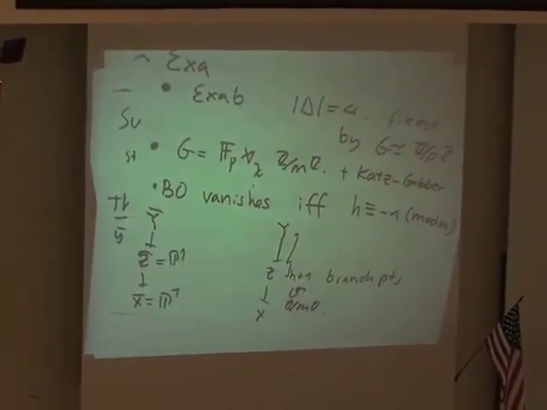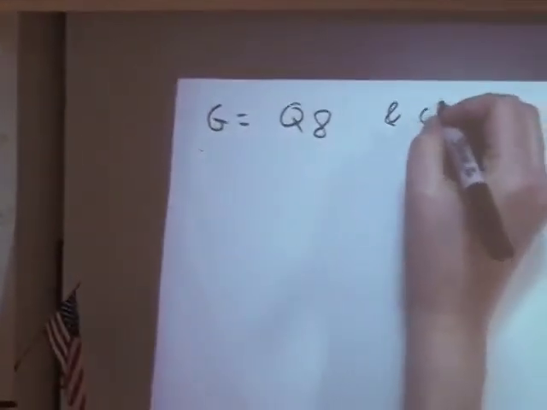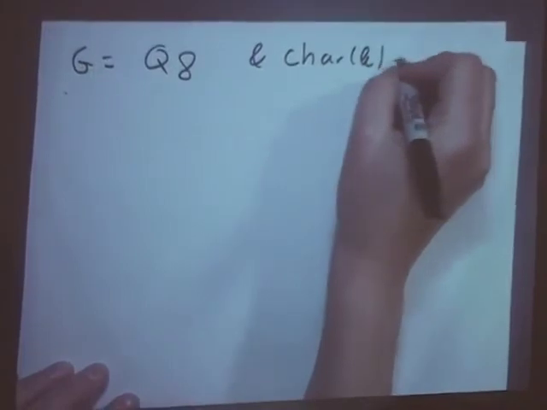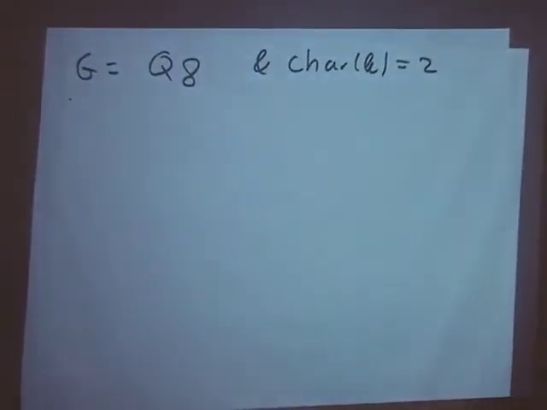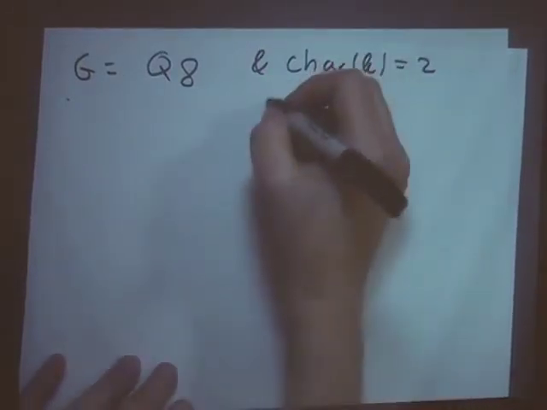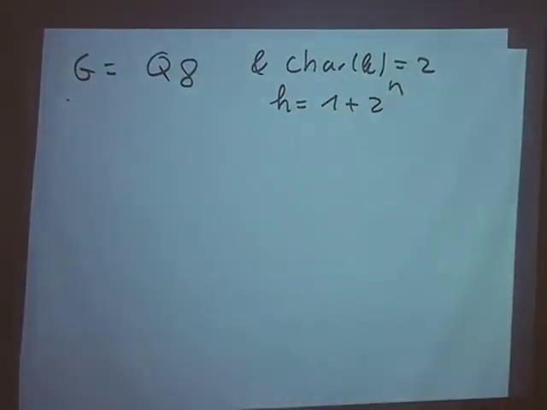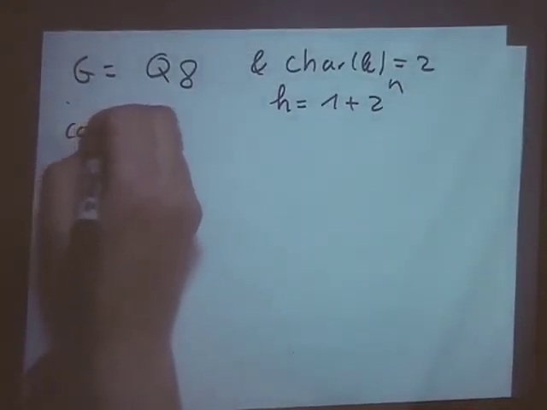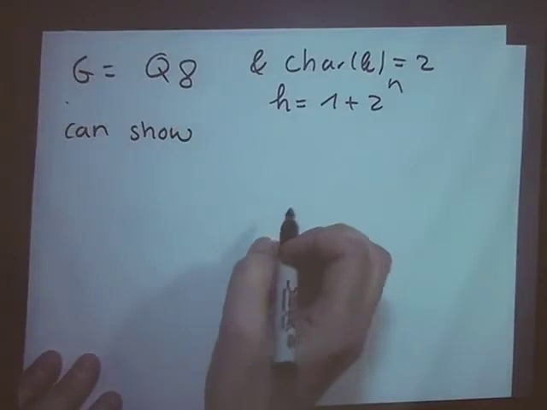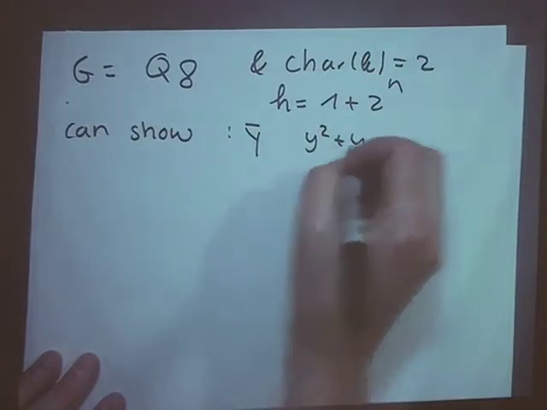One more example. Let's look at Q8. So we take the quaternion group of order 8, and we suppose that we are in characteristic 2. And I consider a class of such quaternion actions. So I consider now conductors H of the form 1 plus 2n for some n. And what you can show, this is an exercise in our notes, but I don't think it's so helpful now to write down these equations here.